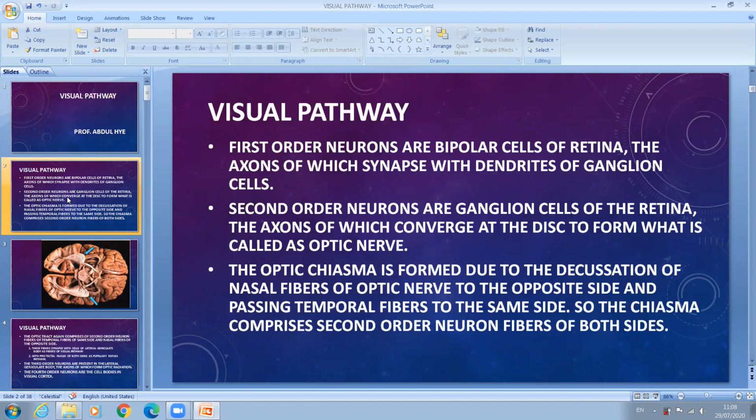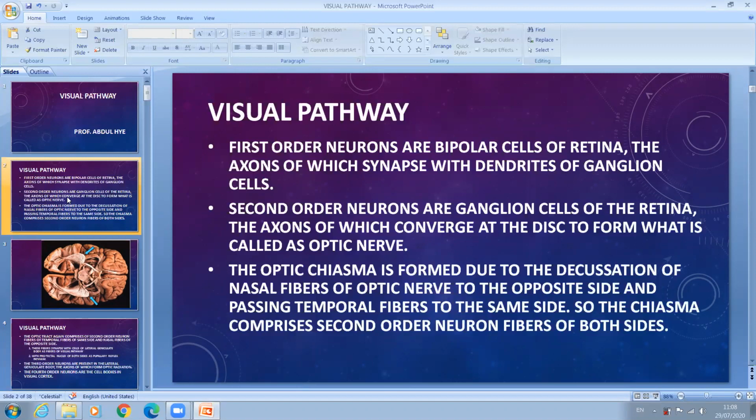And the third order neurons again start from the lateral geniculate body and go through the optic radiation, which passes partly through the temporal lobe and partly through the parietal lobe, and they join to reach the occipital cortex, where the fourth order neurons of the visual pathway are present.